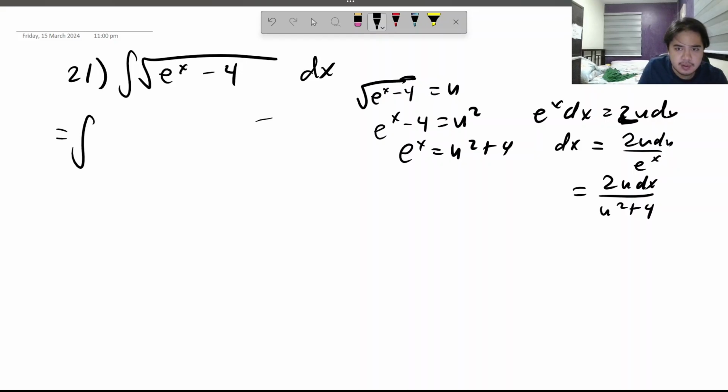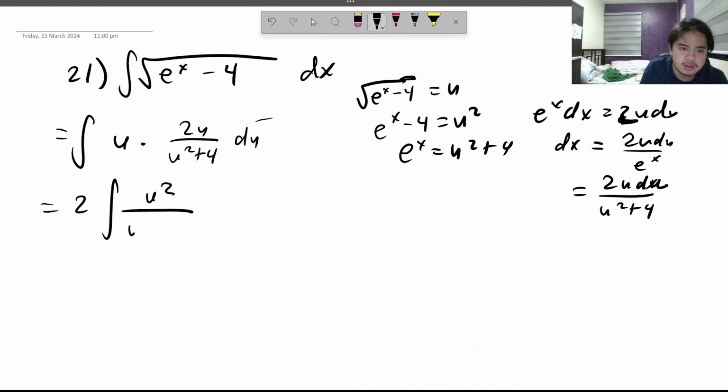Square root of e to the x minus 4 becomes u, multiplied by this du. So dx is now 2u over u squared plus 4 du. 2 can go outside. u squared goes here, and u squared plus 4 goes here. Now, we can make use of my second favorite technique in mathematics, which is to add something and then subtract something at the same time. Because 4 minus 4 is 0, and that is my truth.